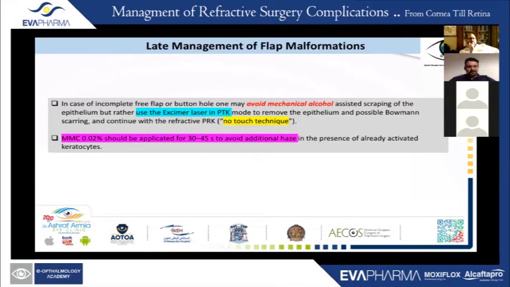When you remove your epithelium, avoid mechanical or alcohol-assisted removal. Use an excimer laser PTK to remove the epithelium. Use the no-touch technique, then you do the refractive PRK. And for sure, Mitomycin 0.02% applied for 30 to 40 seconds to avoid additional haze.